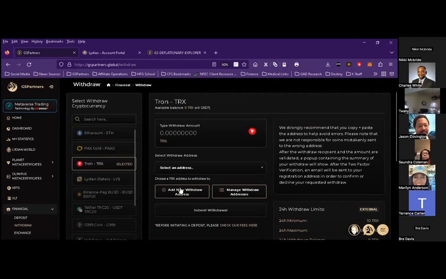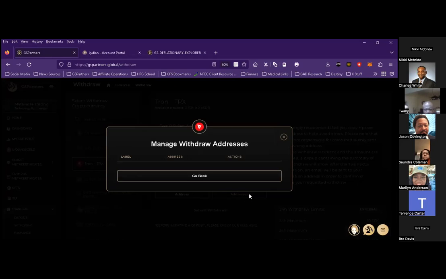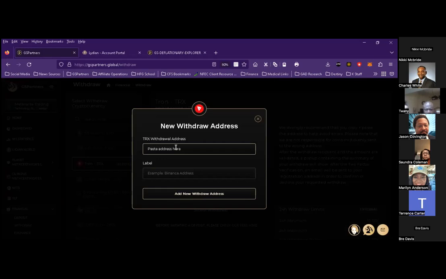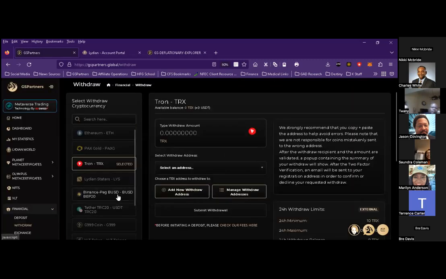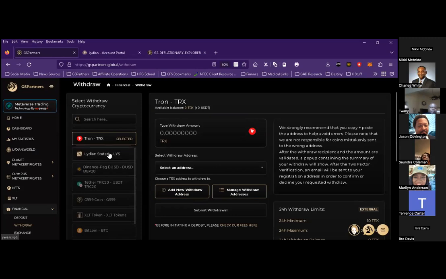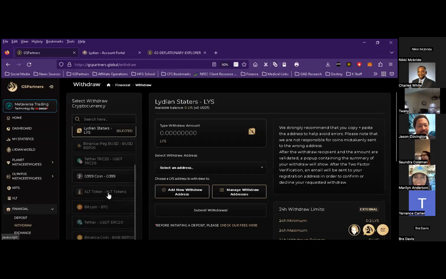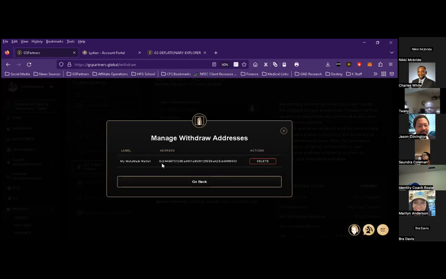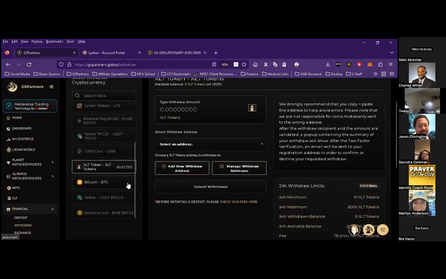So here's Tron. You can manage your withdrawal addresses by clicking on there. You can add a new withdrawal address by clicking there, adding your address, put a label on there so you know where it's going. And you can delete old ones on here if you choose to. Now, I think I put some Lydian staters on here. No, I didn't. I think I did some. Yes. So I did some XLT stuff here. So you can actually delete addresses and manage them. Before we didn't have that. So this is fantastic.